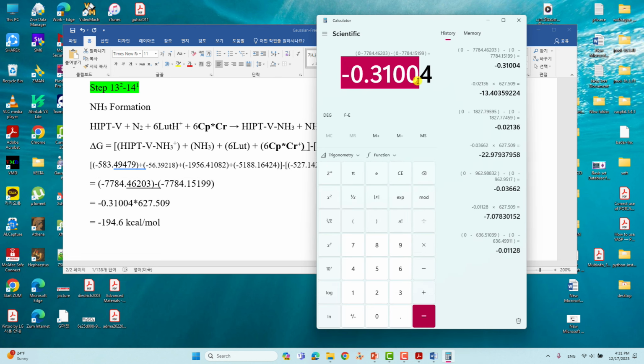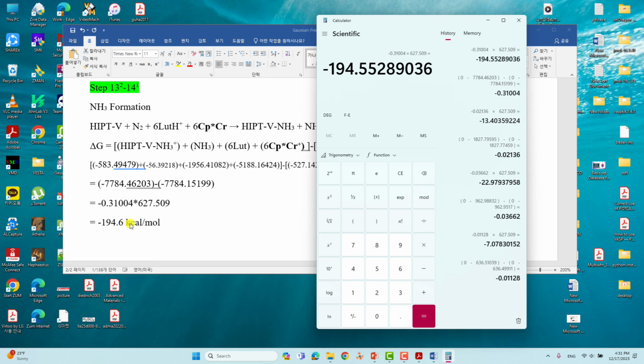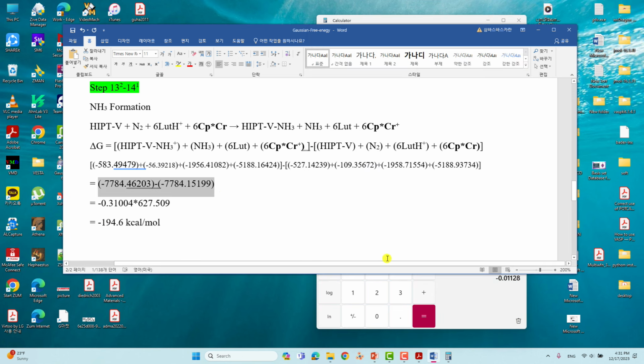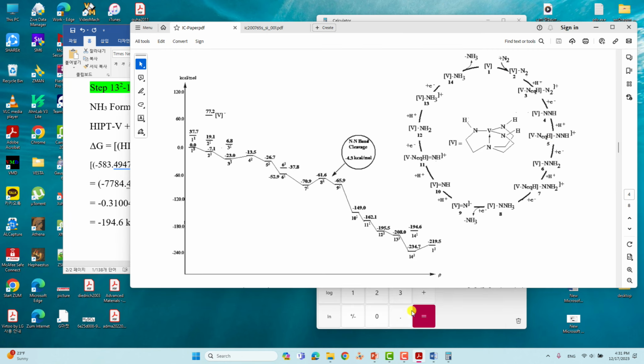You will get that 31004, I already mentioned. Then you have to convert from electron volt to kilocalories per mole. For that, multiply this value with 627.509 and you will get 194.6. So this is the last step I will show you in that catalytic cycle.